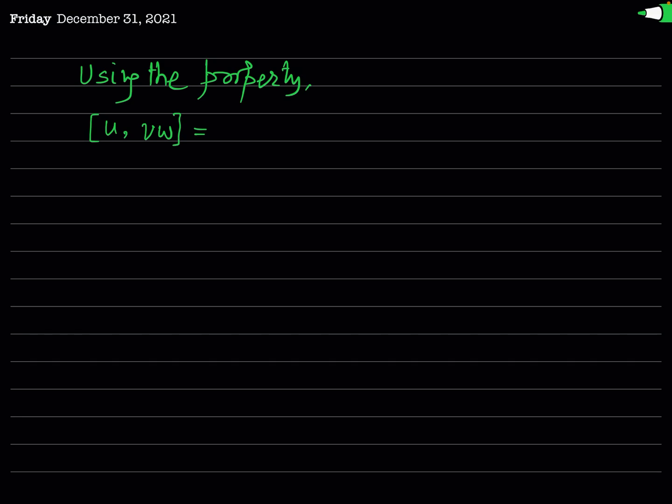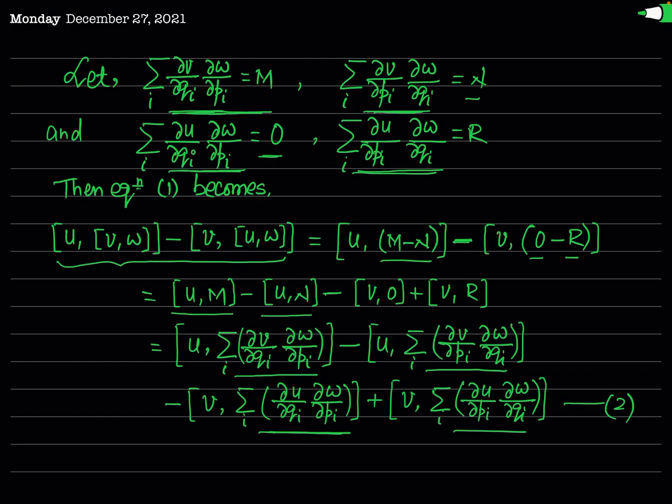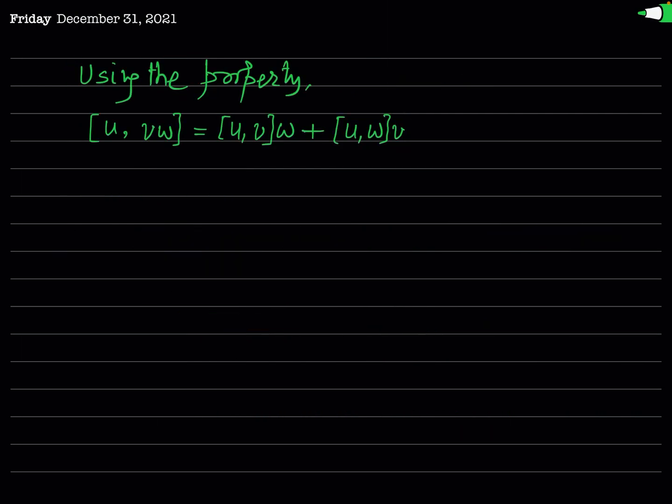What is this? This is actually equal to Poisson bracket of U and V times W plus Poisson bracket of U and W times V. You have studied this property. Now using this property of Poisson bracket, what will be the form of RHS of this equation 2, you can easily see. We can write the RHS of this equation 2 by using this very property of the Poisson bracket.